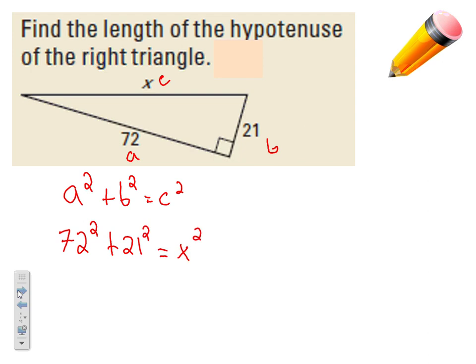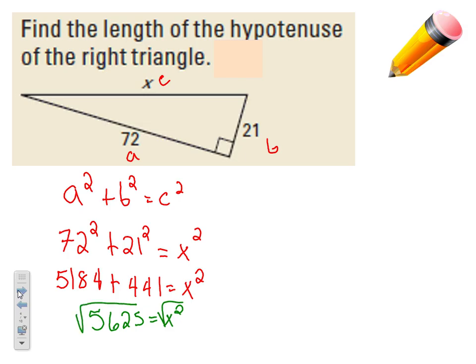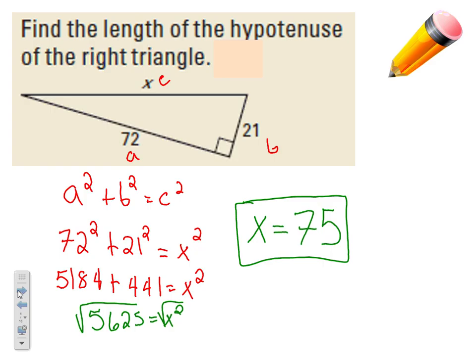72 squared is 5,184, plus 21 squared is 441, and that's going to equal x squared. Now we add up this side and we get 5,625 equals x squared. To get x by itself, we take the square root. Usually we put plus or minus, but we only want the positive value because we're talking about length. So x equals a positive 75, and that is my answer for this one. All right, ladies and gentlemen?